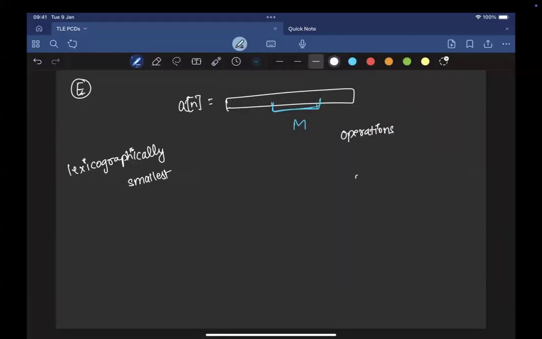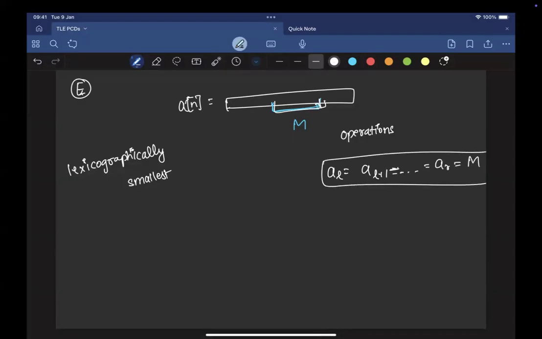So basically, if there is an array of size 3, then the majority element should have a frequency of at least greater than or equal to 2. If the number of elements here are, let's say, 6, then the majority element should have frequency of at least greater than or equal to 4. That is, it should be greater than n by 2 if n is the number of elements in the subarray. That is how we define the majority element. So in the operation, what you will do is you will set everyone in the range from AL till AR equal to M.